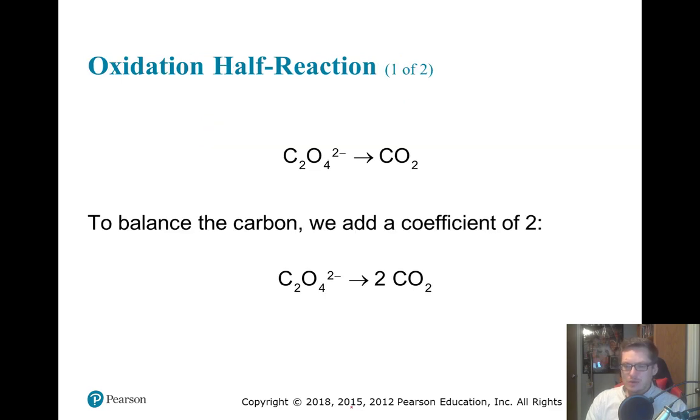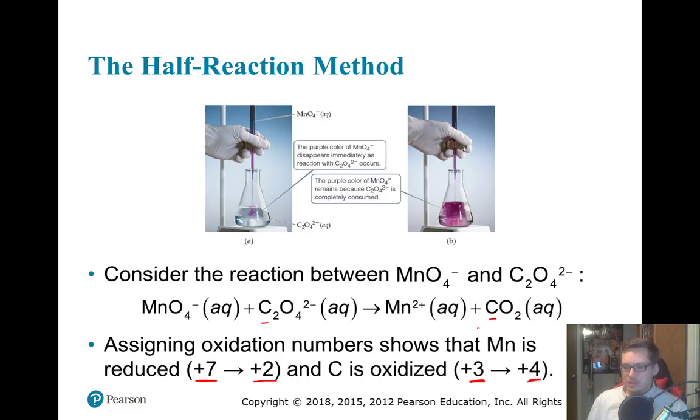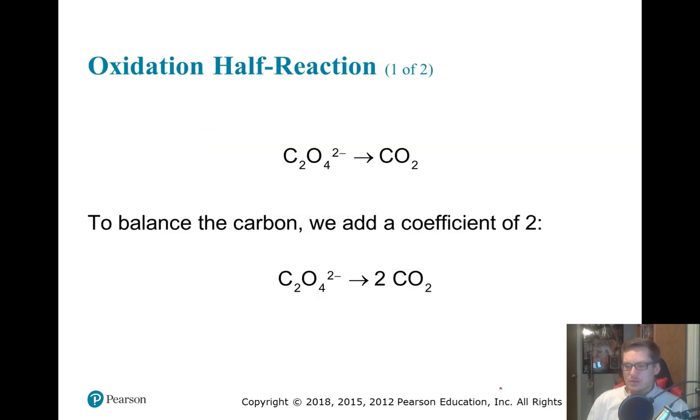All right, so they took their two half reactions and they're going to split them up and look at them differently. First they're going to look at the oxidation half reaction. The one that got oxidized is the one that lost electrons, so its oxidation number goes up. It goes from +3 to +4. So here's your oxidation half reaction. There's your oxalate turning into carbon dioxide.